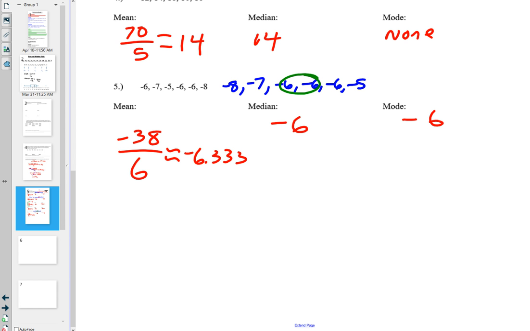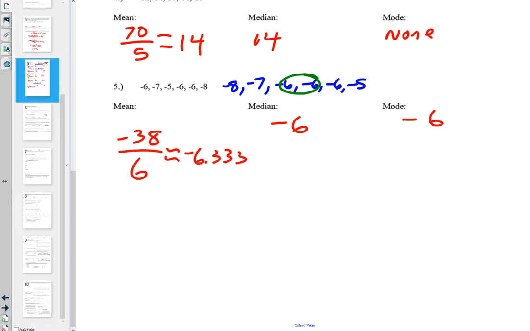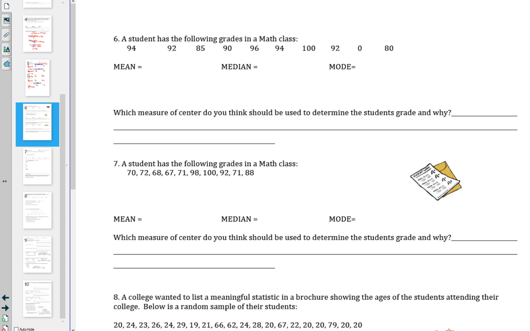Any questions? All right, making progress, making progress.